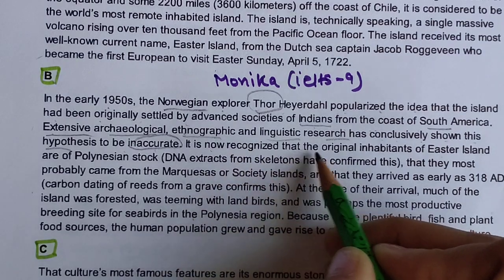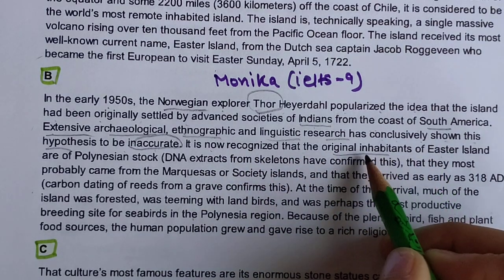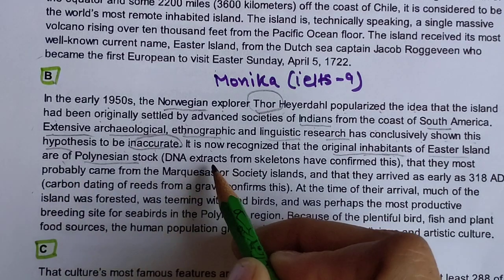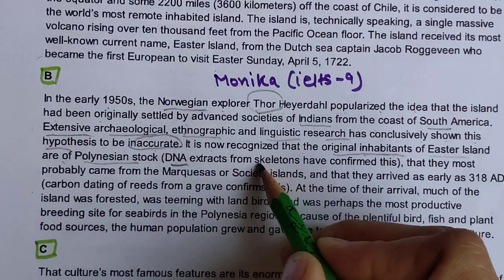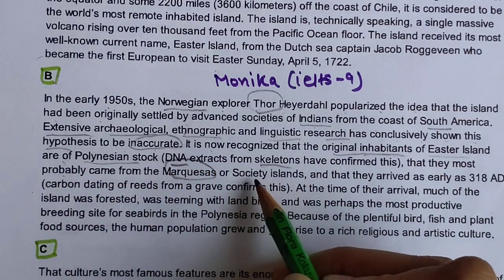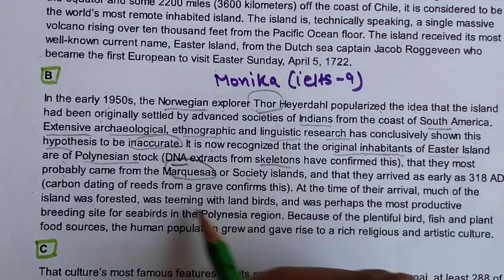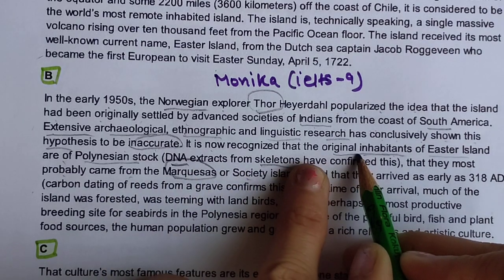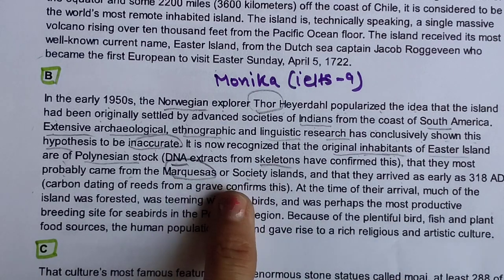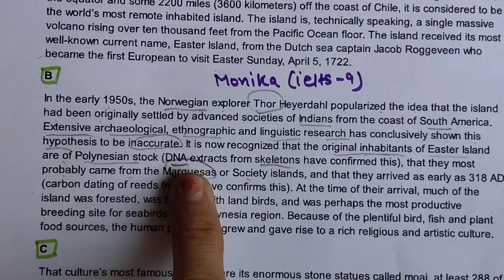It is now recognized that the original inhabitants of Easter Island are of Polynesian stock. The DNA extracts from skeletons show that they most probably came from the Society Islands, and that is how they arrived. So they are talking about the original inhabitants. Okay, let's read the options, the list of headings.